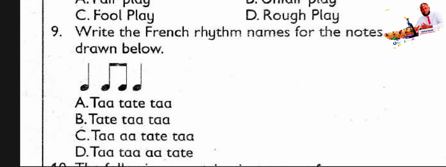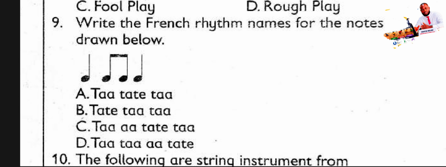Number nine, write the French rhythm names for the notes drawn below. This one is a crotchet, which is ta, then two beamed quavers, which is tete, and ta. So the French rhythm should be ta, tete, ta. Let me see if we have that one. Yeah, the correct answer will be A for number nine.